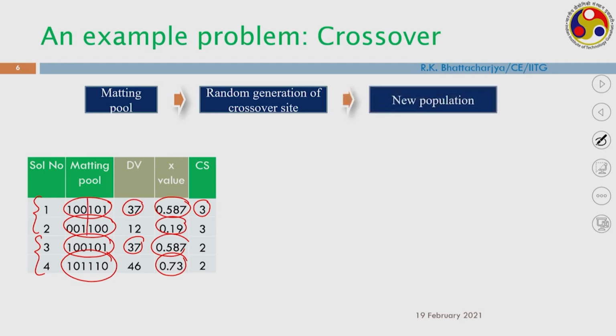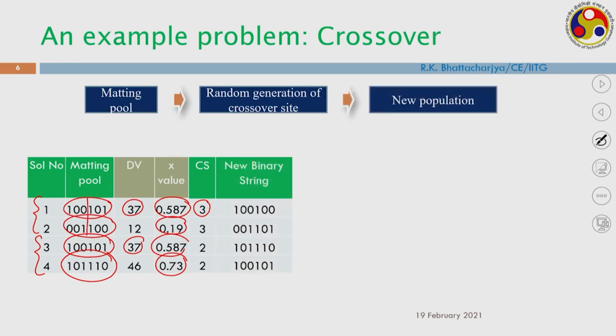Therefore, the new population will be the first part of the first solution, this part, and then the second part of the other solution. So, what I am getting is the first part of this solution, that is 100 and then 100. So you can see that 100 and 100 you are getting, and then the first part of the second solution and the second part of the first solution, that is 001 101, 001 101.